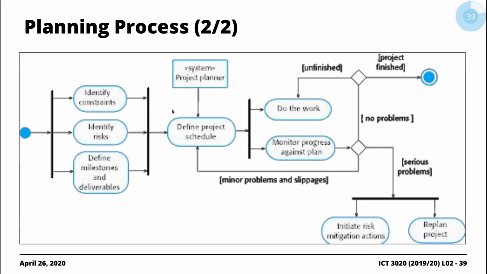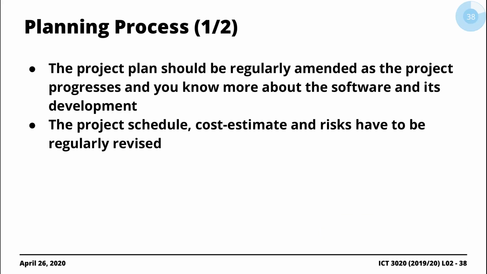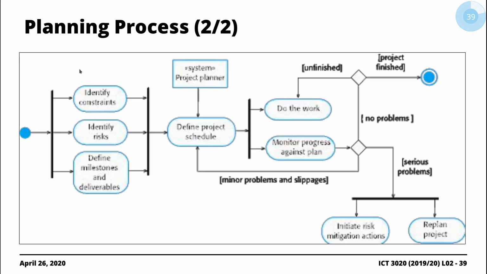So this block diagram essentially just provides a visual representation of the process discussed in the previous slide, where you first set out to identify the constraints associated with the project. You come up with a comprehensive list of all risks, right? As part of the risk management process, you identify all the risks associated with the project. You clearly define the milestones and the deliverables associated with the project, right?